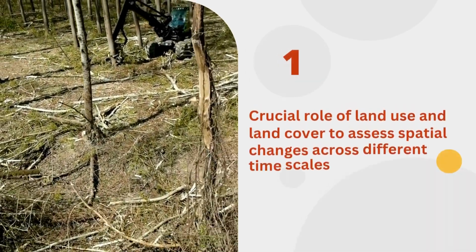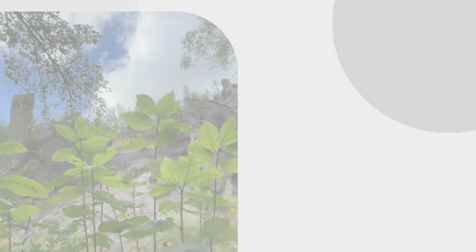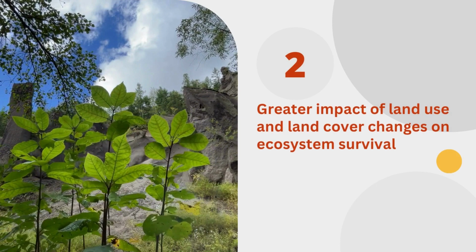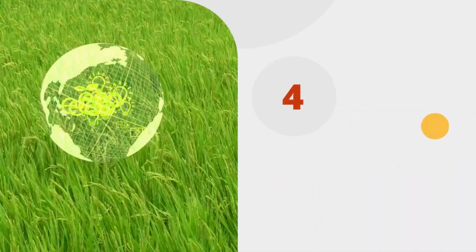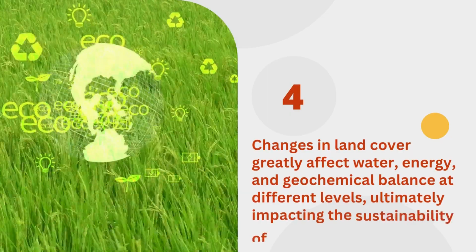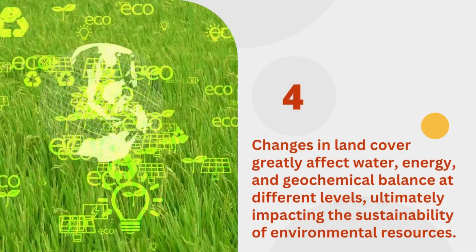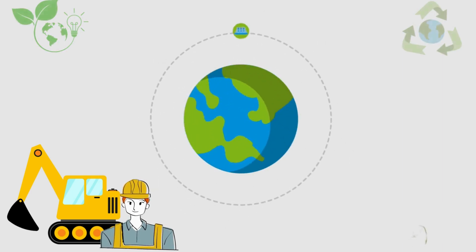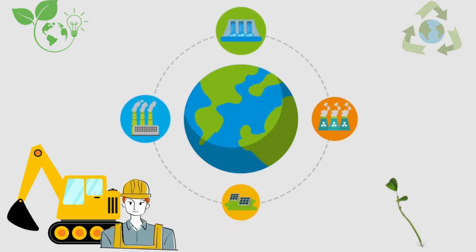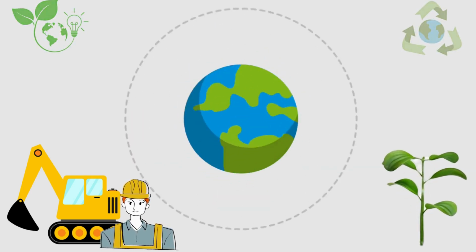Changes in land use and land cover are a significant instrument for evaluating spatial changes at different time scales. Recently, land use and land cover changes have been more impactful on ecosystem survival. Changes in the environment appear to be caused by human activity. Changes in land cover have a significant impact on the balance of water, energy, and geochemical parameters at various levels, and this ultimately affects the sustainability of environmental resources. Therefore, it is crucial to comprehend landscape patterns and the connection between human activities and the natural environment in order to make effective decisions in land use planning and management.